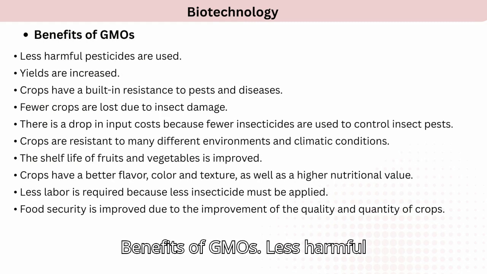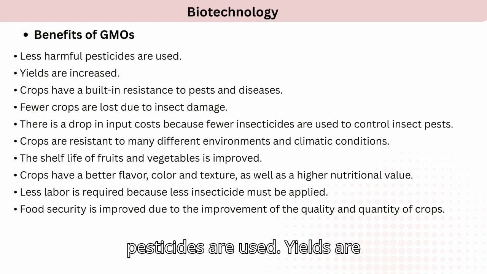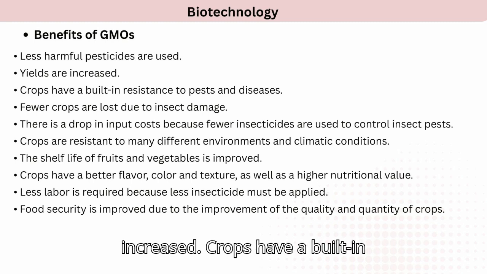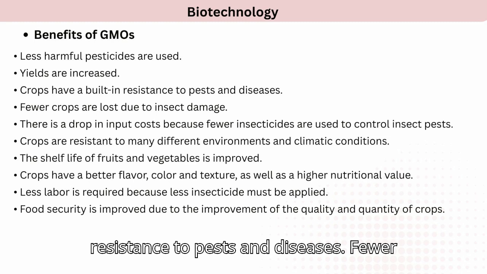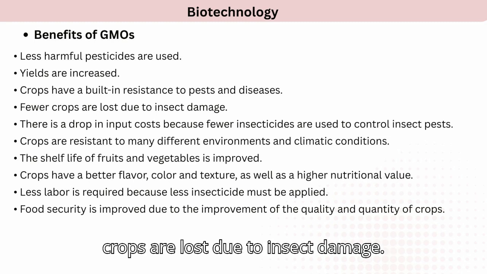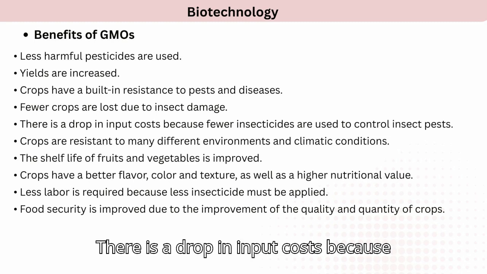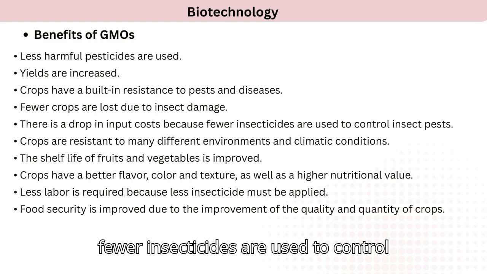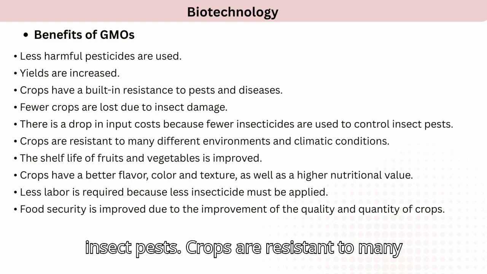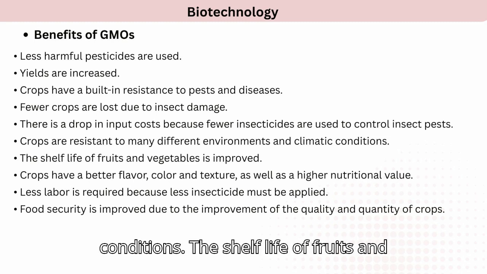Benefits of GMOs. Less harmful pesticides are used. Yields are increased. Crops have a built-in resistance to pests and diseases. Fewer crops are lost due to insect damage. There is a drop in input costs because fewer insecticides are used to control insect pests. Crops are resistant to many different environments and climatic conditions.